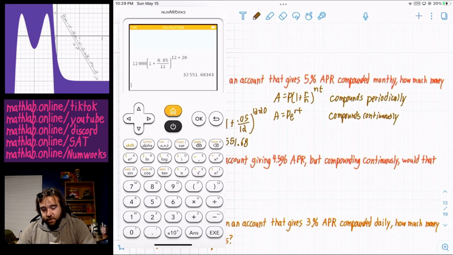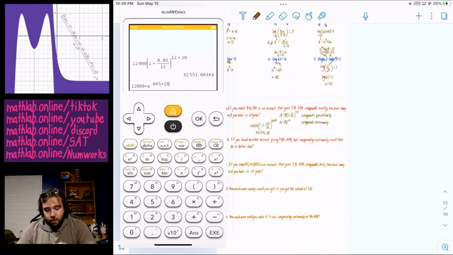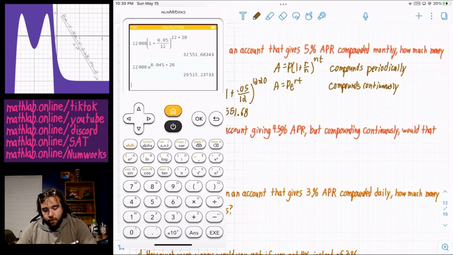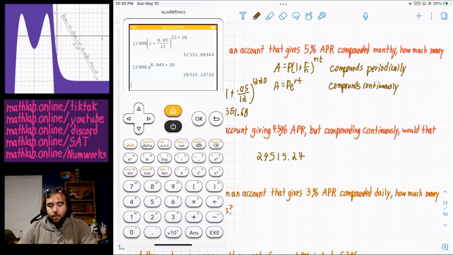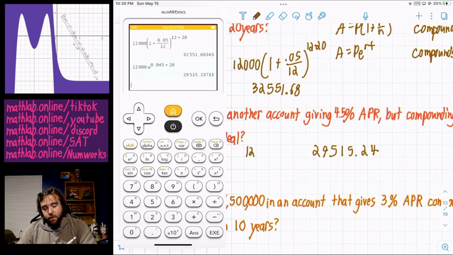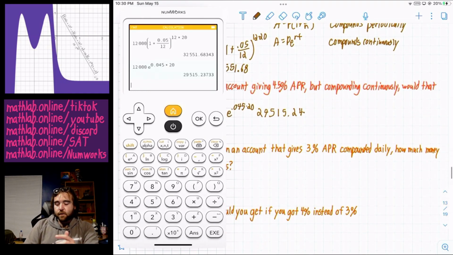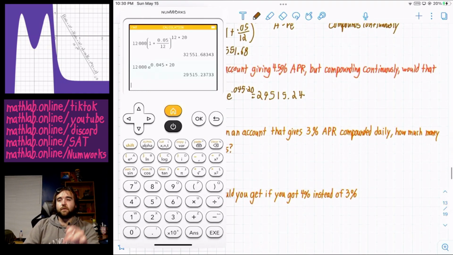All right, so another one is continuous. So we still got the 12,000. 0.045 times 20 years again. So that's only 29,515. So basically, I guess I'll write that out. 12,000 times e to the 0.045 times 20. So the continuous doesn't really make a difference. What really matters is the interest rate.